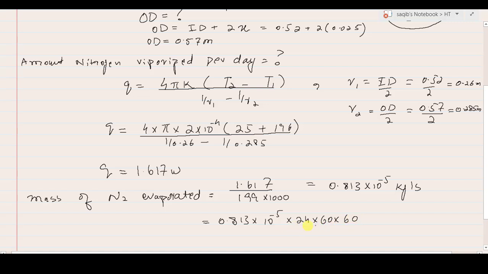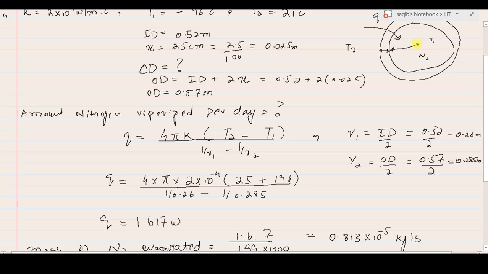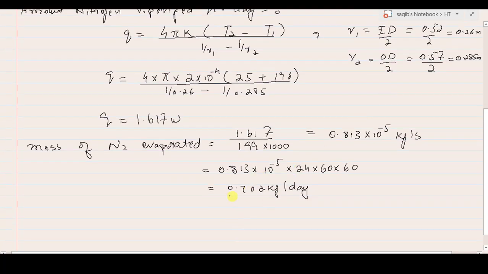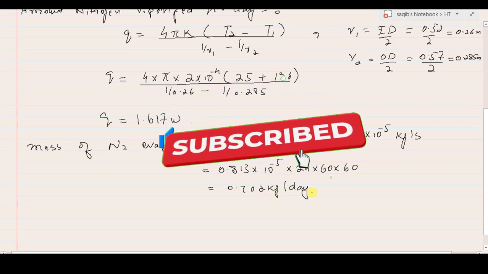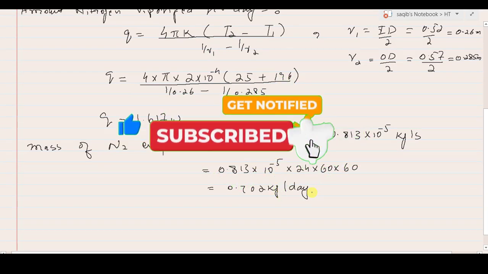After multiplications, you will get the mass that is generated per day, 0.702 kg per day. So when the heat transfer is taking place from the outside to the inside of this tank, 0.702 kg of nitrogen will evaporate per day. And this is our final answer. I hope you understand. If you still have any confusion, you can ask. Thank you.